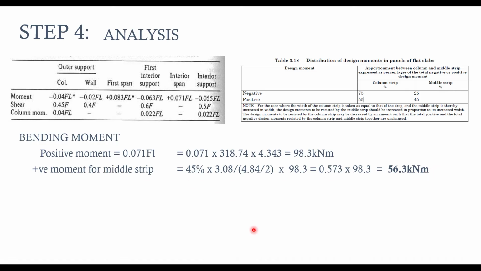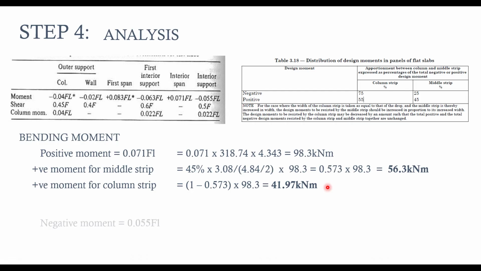To calculate the portion of the column strip, you can do it the same way by saying 55% by this other size. But instead of that, you can just say 1 minus this factor of 0.57, because the total of this gives us 0.573. So 1 minus 0.573 multiplied by the total design moment gives us 41.97 kilonewton meters for the portion of the positive moment that is attributed to the column strip. I hope this is clear.